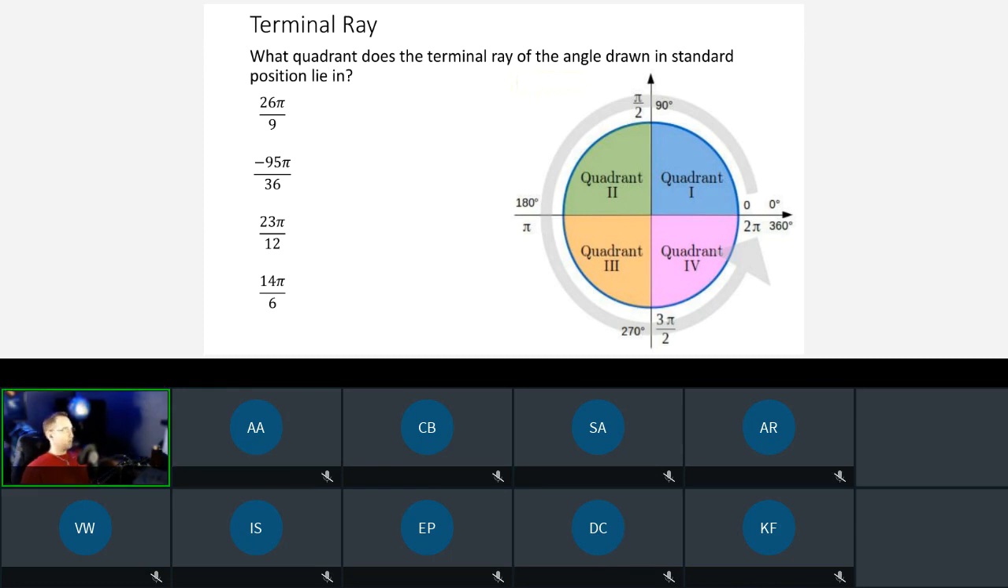Okay, terminal ray. So we have to determine what quadrant the terminal ray of the angle drawn in standard position lies in. So standard position is the initial ray, I think that's what it's called, right? Is on the positive x-axis. So 26 pi over 9, how do we find which quadrant that is in?